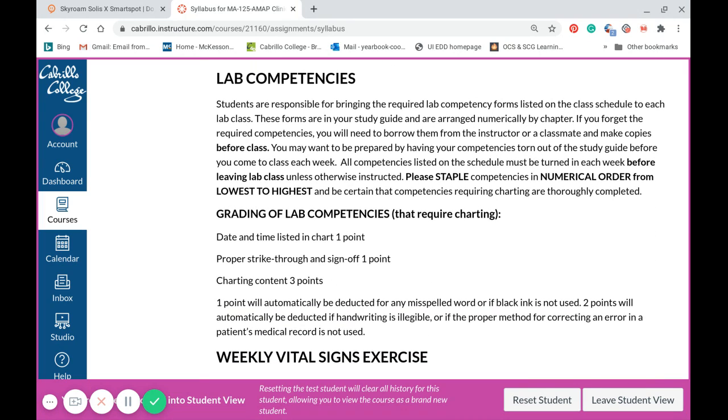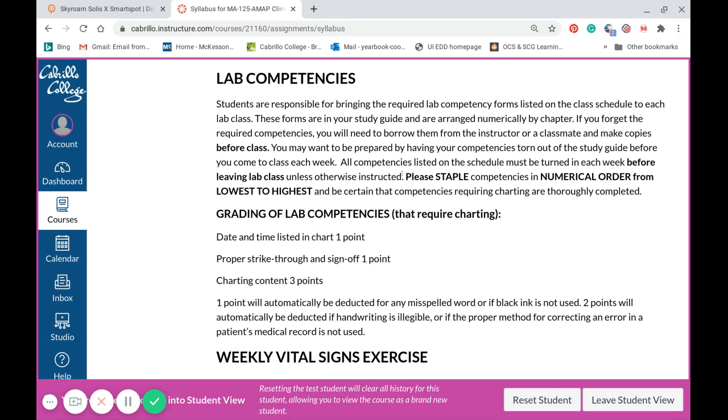We're going to have the lab competencies each Friday that we'll be performing, and these are in your study guide. They're arranged numerically by chapter. So you're going to want to arrive on Friday with those all ready to go. I would probably rip them out of the study guide because it is quite large and you probably don't want to bring the whole thing into class with you. So you'll know ahead of time which competencies we're performing on Friday, so you can bring them in with you.